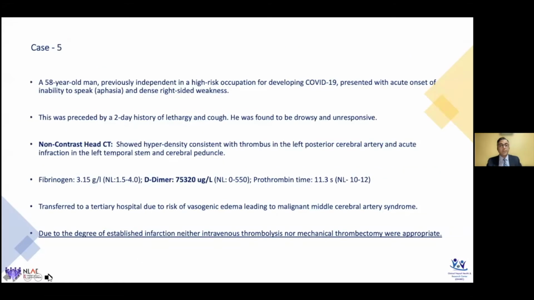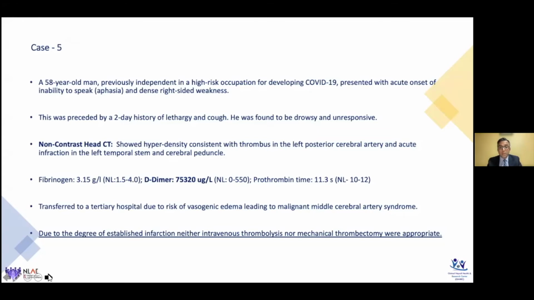Okay, this is case 5, and this is one of my interesting cases. This is my favorite case, in a way. A 58-year-old man who was previously independent, again in a high-risk occupation for developing COVID-19, presented with acute onset of inability to speak and dense right-sided weakness. This was preceded by a 2-day history of lethargy and cough. He was found to be drowsy and unresponsive.